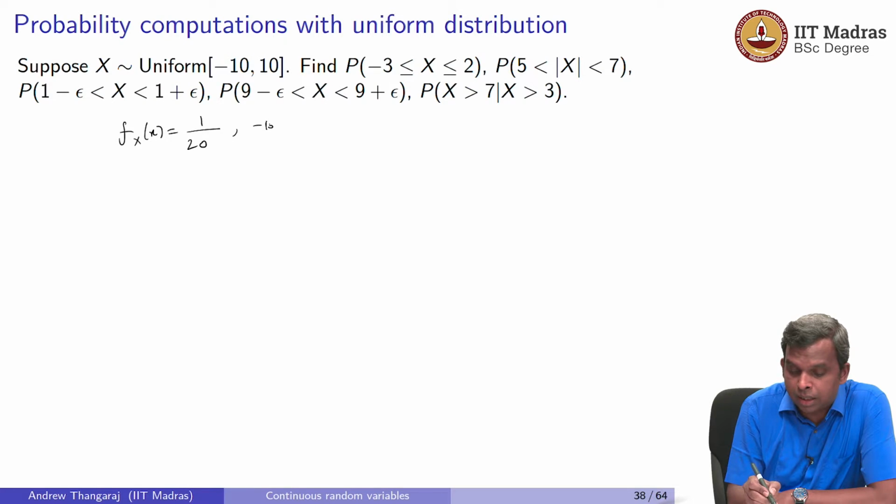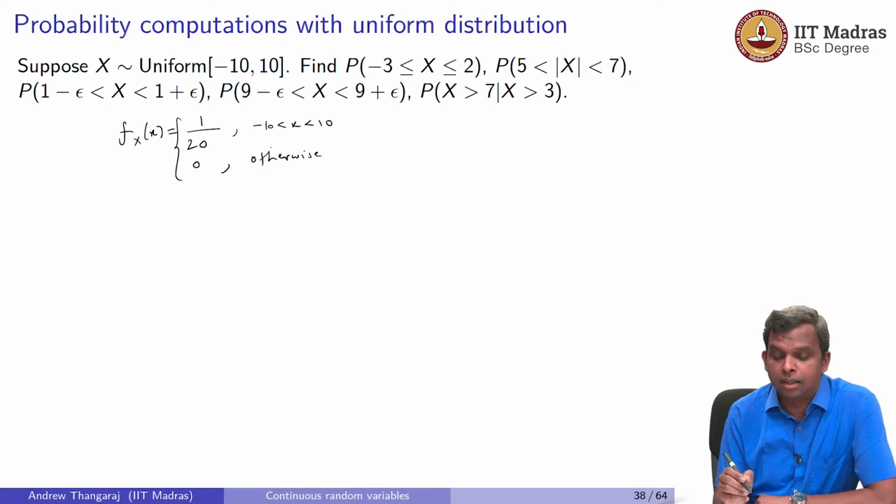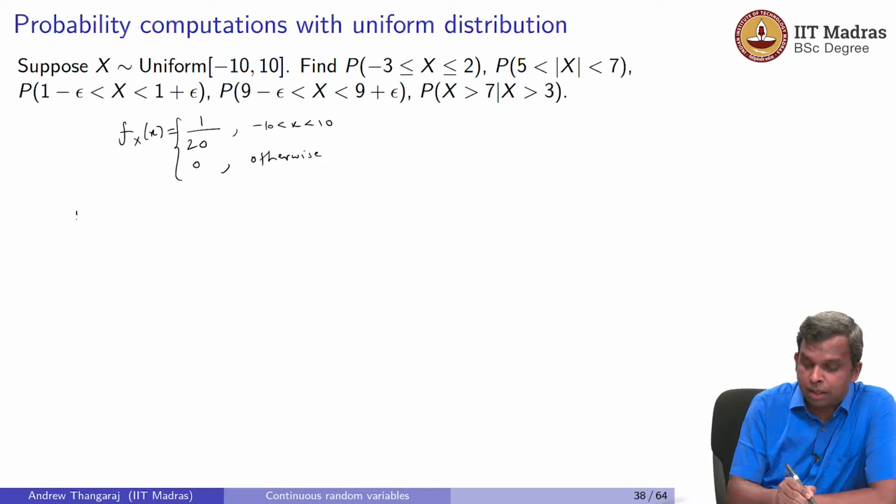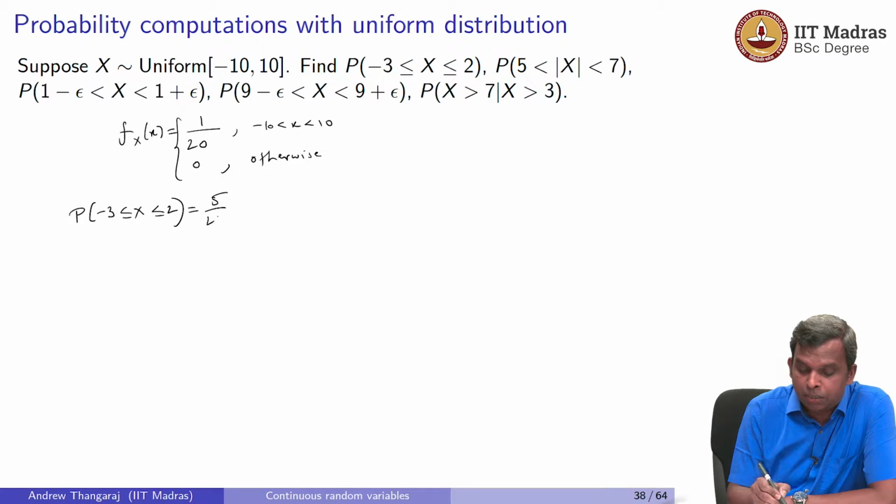For minus 10 less than x less than 10, the density is 1 by 20, and 0 otherwise. Okay. This is the PDF, and for any probability you just have to find the width of the interval and simply multiply it by 1 by 20, isn't it? So let's write down a few of these. Probability that minus 3 is less than or equal to x less than or equal to 2: the width is 5, right? So 5 by 20, or 1 by 4 if you want.